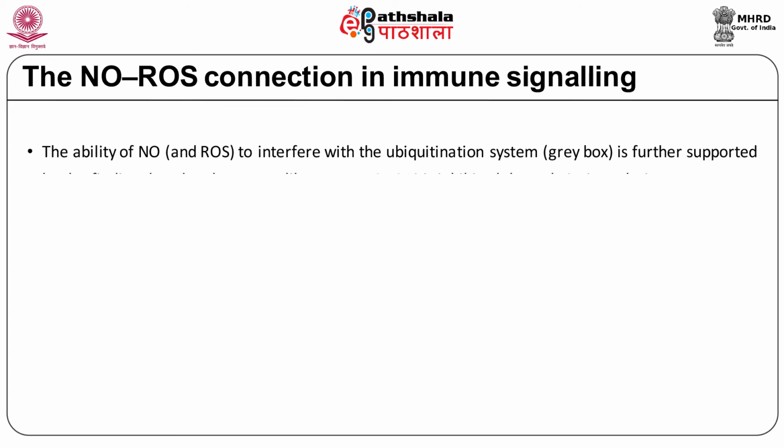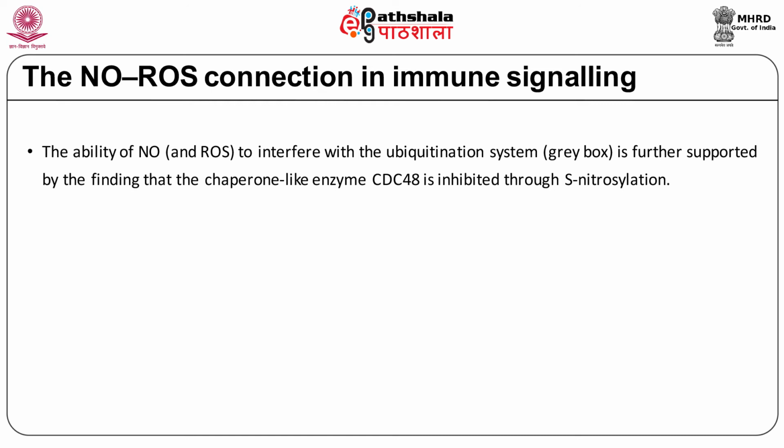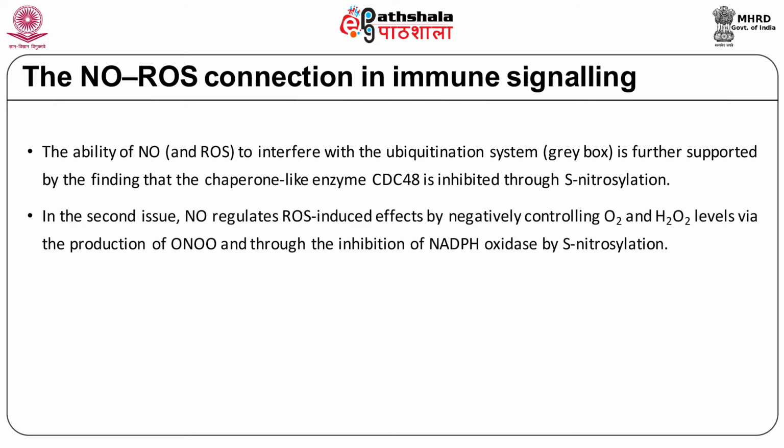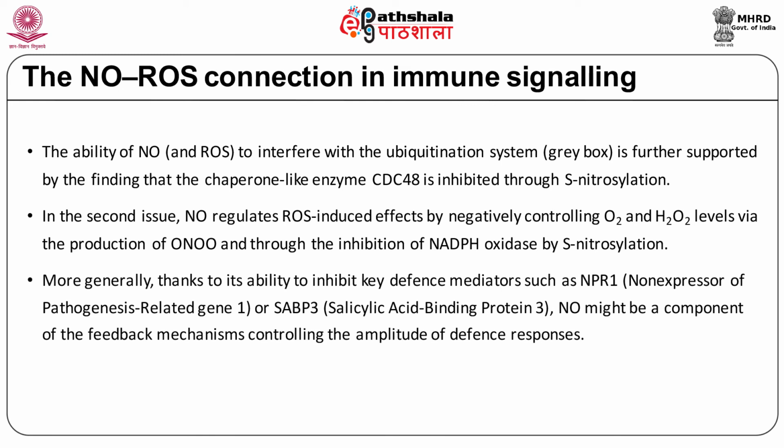The ability of nitric oxide and ROS to interfere with the ubiquitination system is further supported by the chaperone-like enzyme CDC48, which is inhibited through S-nitrosylation. In the second school of thought, it has been proposed that NO regulates ROS-induced effects by negatively controlling superoxide and hydrogen peroxide levels via the production of peroxynitrite and through the inhibition of NADPH oxidase by S-nitrosylation. More generally, owing to the ability to inhibit key defense mediators such as NPR1 or SABP3, NO might be a component of the feedback mechanisms controlling the amplitude of defense responses.